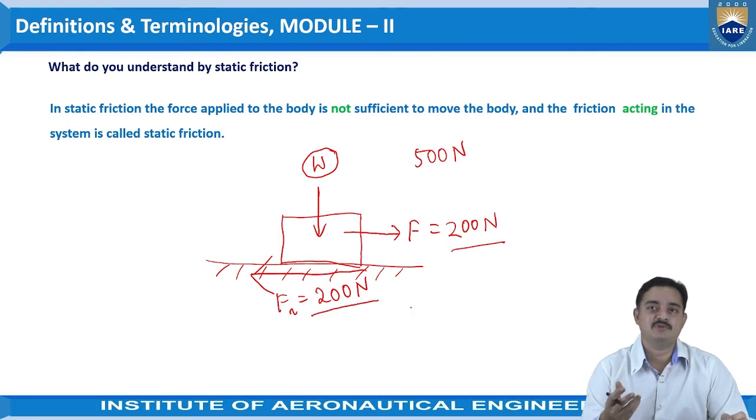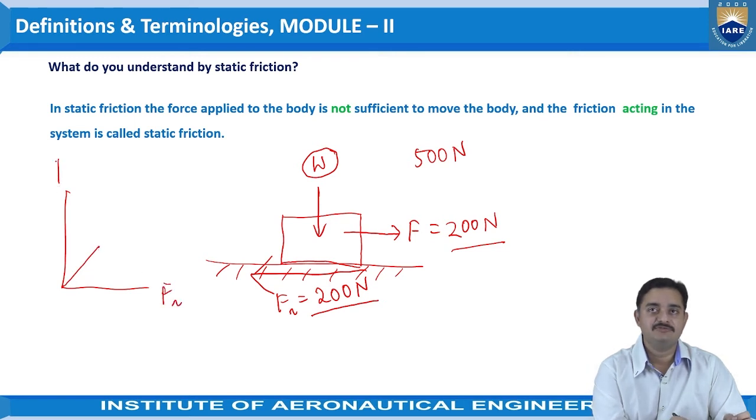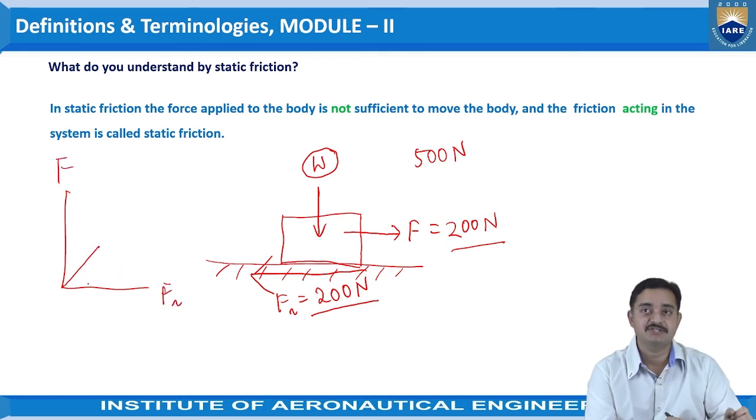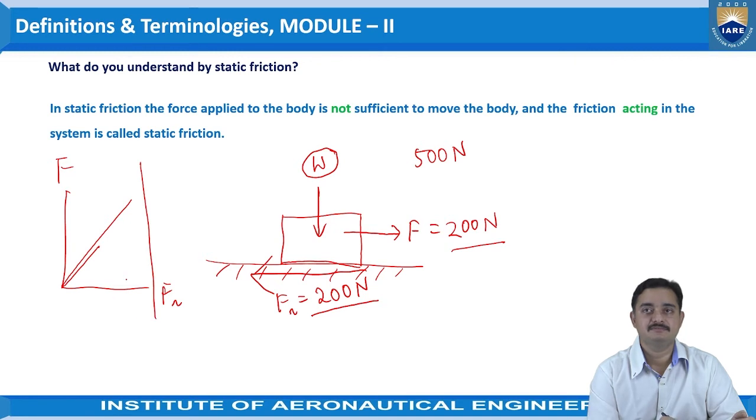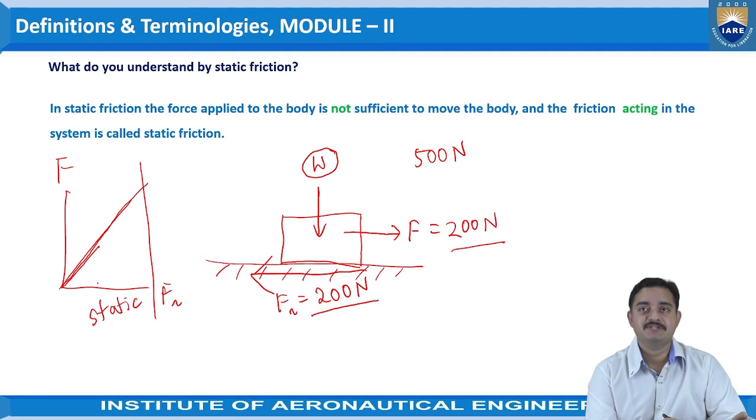So it is directly proportional. In static condition, whatever force you are applying, if you take a graphical representation of the friction and the force, it is a linear, direct representation. In static condition, whatever force you apply, the frictional value would be that much. Okay, so it is a direct representation.